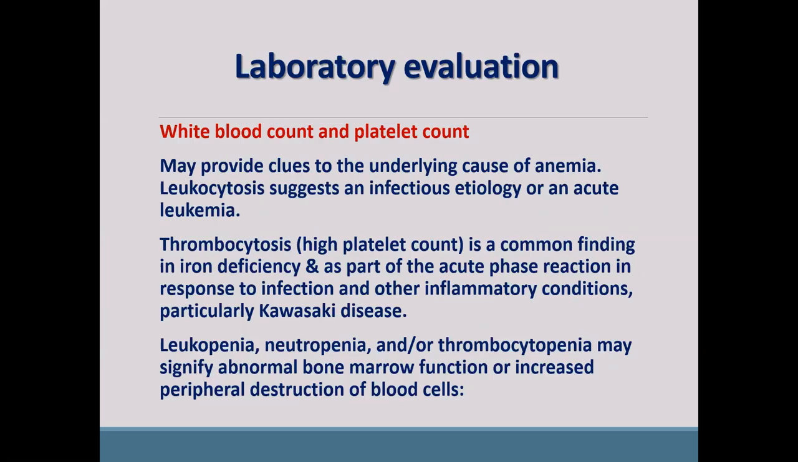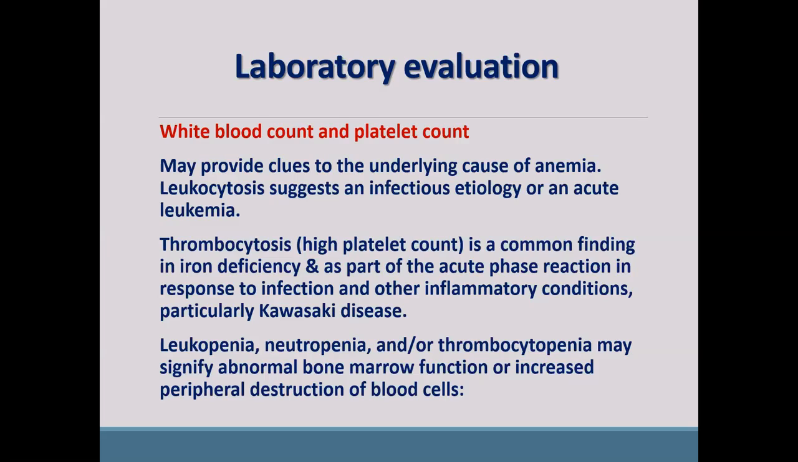How do we assess white blood count and the platelet count? It may provide a clue to the underlying cause of anemia. For example, leukocytosis suggests infectious etiology or an acute leukemia. Thrombocytosis is a common finding in iron deficiency anemia and as a part of acute phase reaction in response to infection and other inflammatory conditions, especially Kawasaki disease.